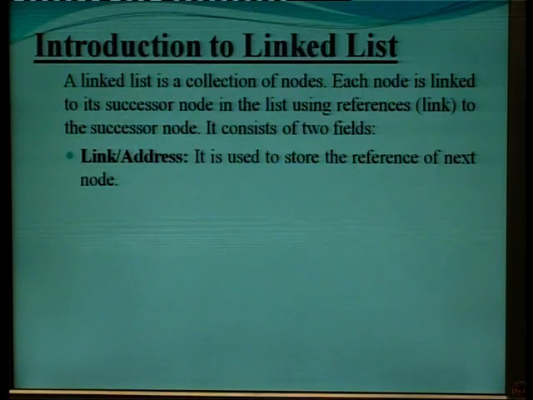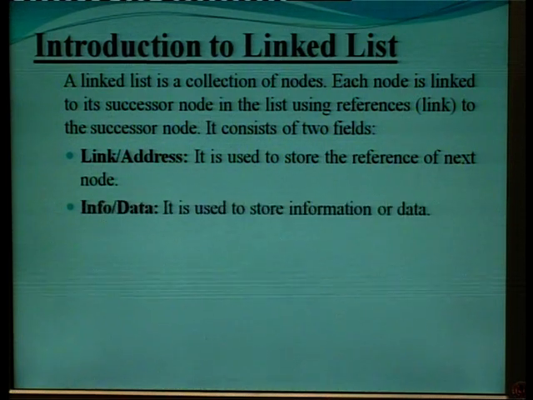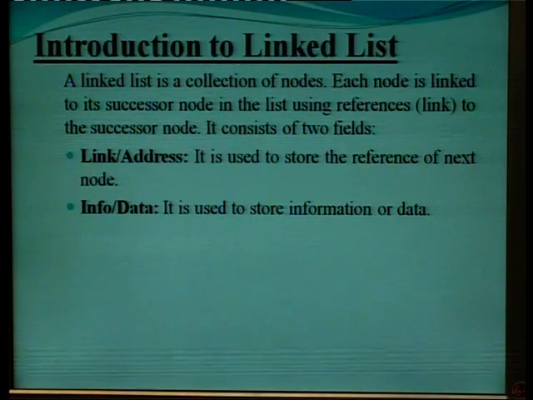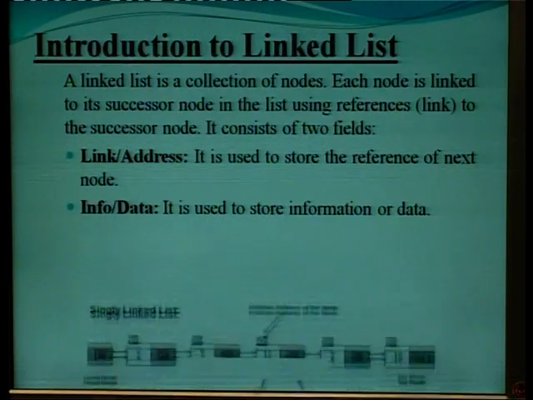In a linked list, we use a pointer which directly points to the node, which in turn points to the memory location where the element is to be stored. One entry is used for the address, and the second part of the node stores the information or data.